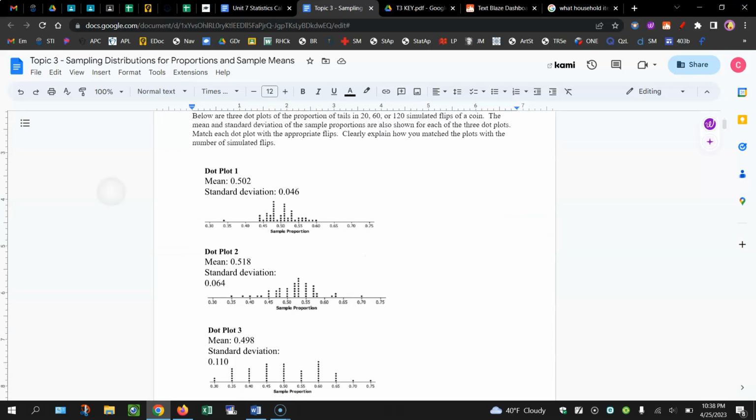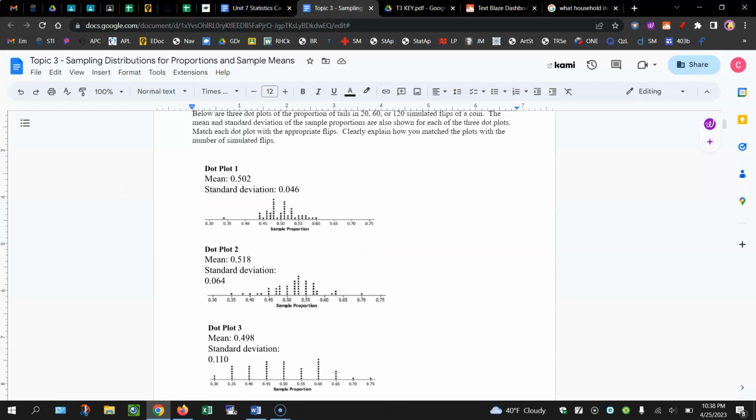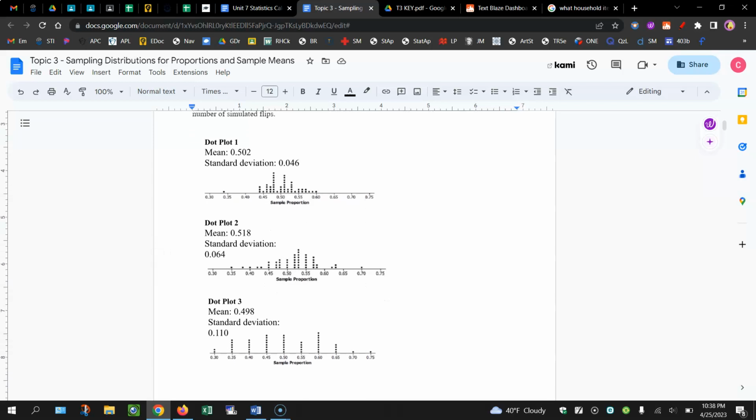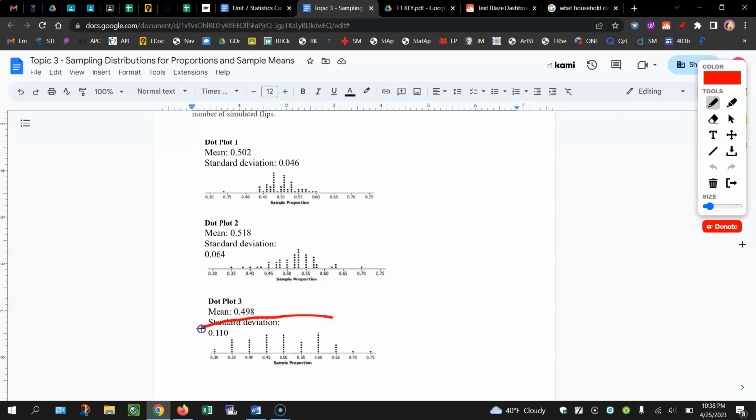So in this first example here, what they're asking you to do is match each of these simulated sampling distributions with the correct sample size, 20, 60, or 120. So really what you want to focus on investigating is which has the most variability and the least variability. So here, this is the most spread out distribution. This is the least spread out distribution. Yes, you have this unusual point here.